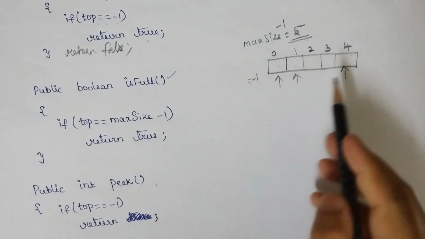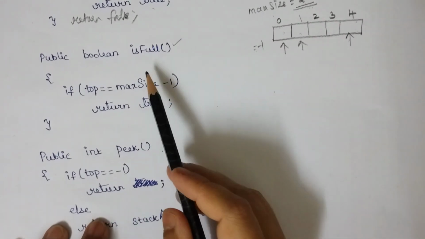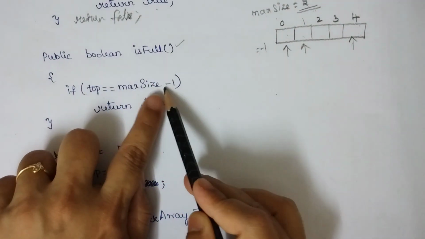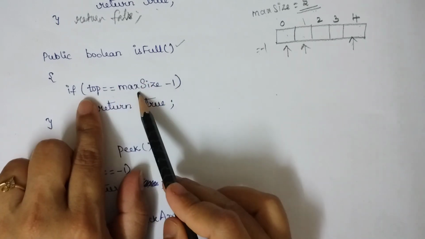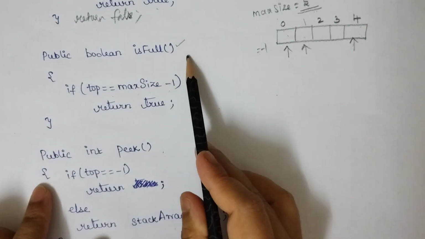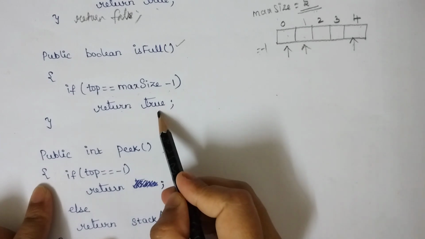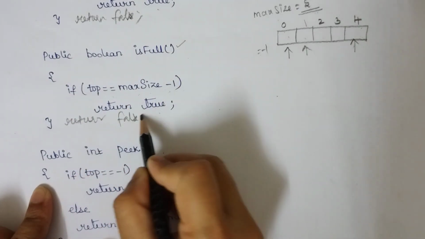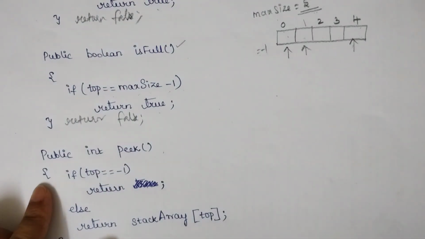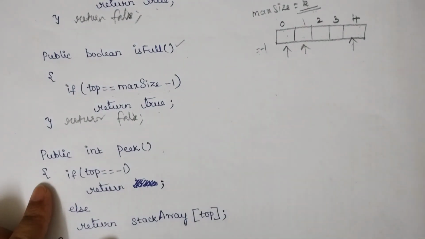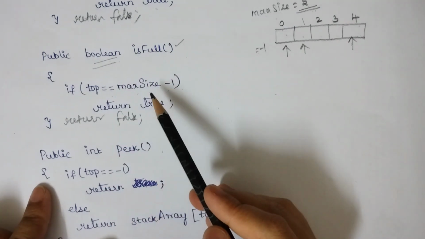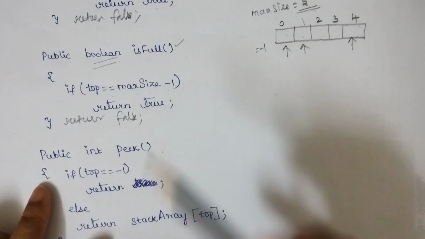So for checking whether your stack is full, you check whether your top is equal to max size -1. If it reaches max size -1, it means that your stack is full, so you should return true. Otherwise, you will return false. This is how you check whether your stack is full or not, and for this you use the return type Boolean, which will return either true or false.